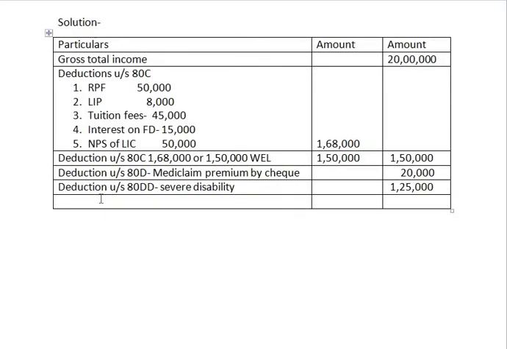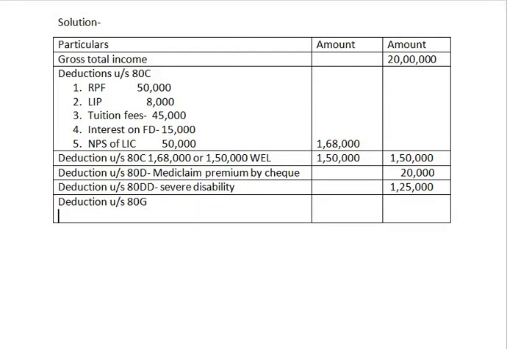Now coming to the next point, deduction under section 80G. Let us take all one by one. First we have to take no limit 100% deduction. That is A.